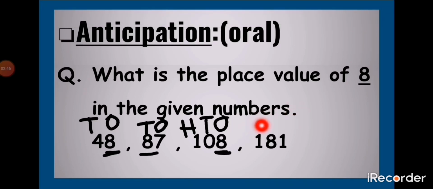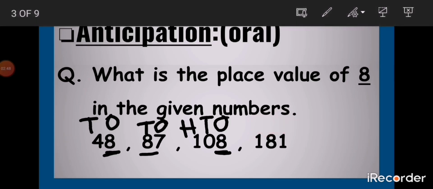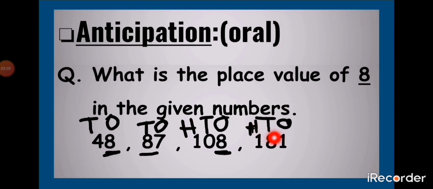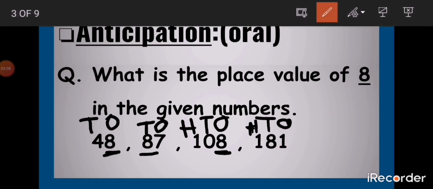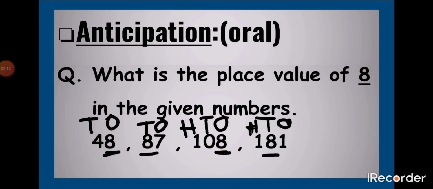Now the last number, 181. Put the values. Start from the right side digit. Put O for ones. The next digit is 8. Put T for tens. And the next value is 100. Put H for hundreds. So this number 181 has 1 hundred, 8 tens and 1 one. And the place value of digit 8 in this number is 8 tens or 80.